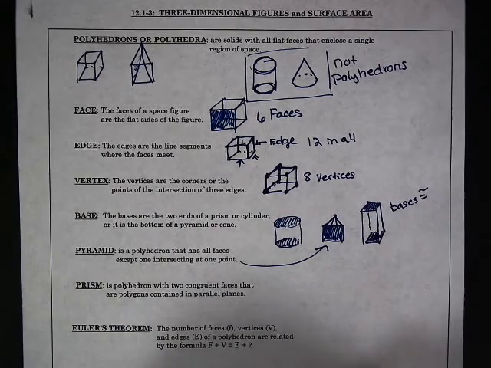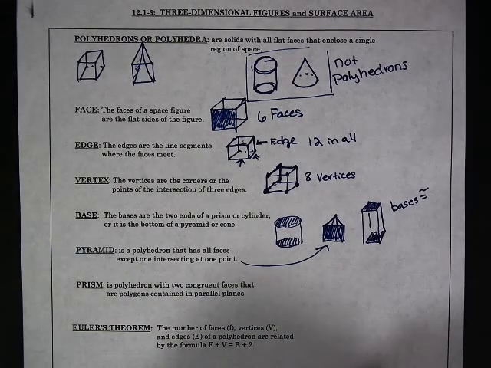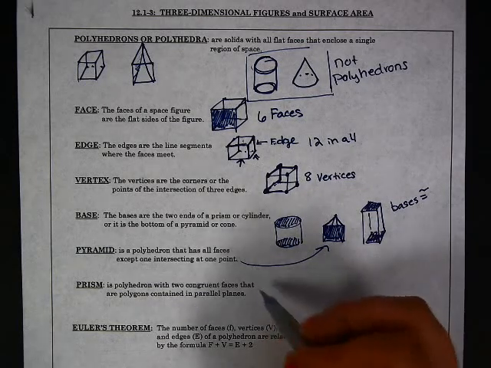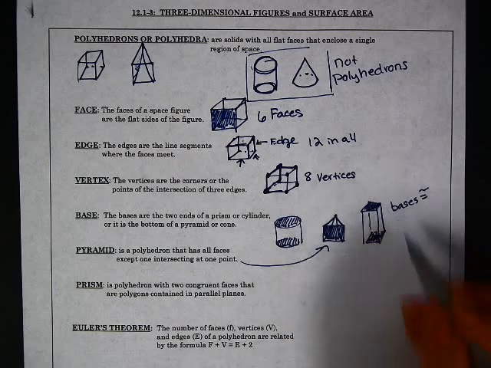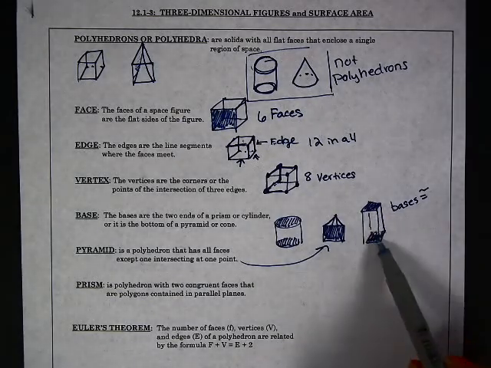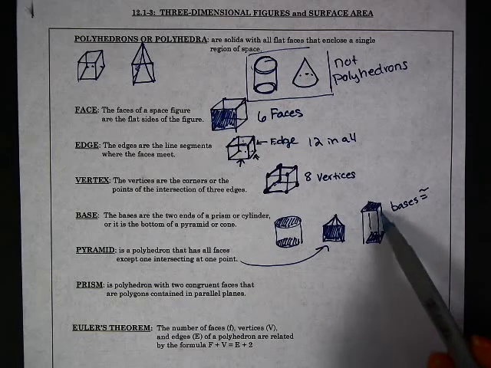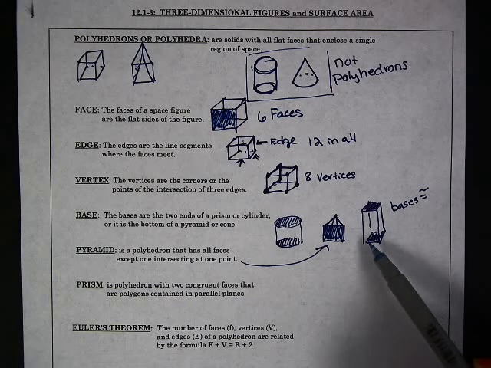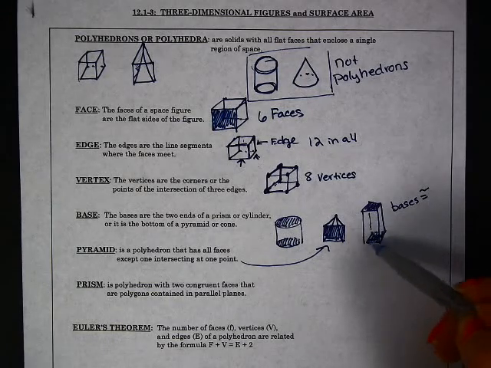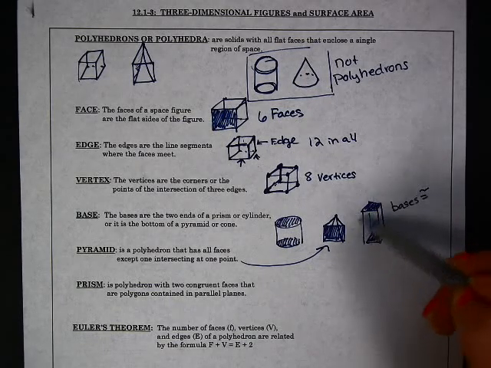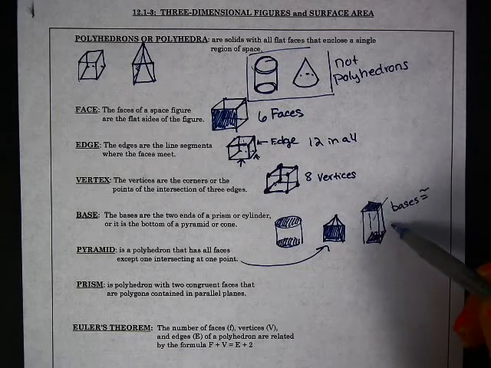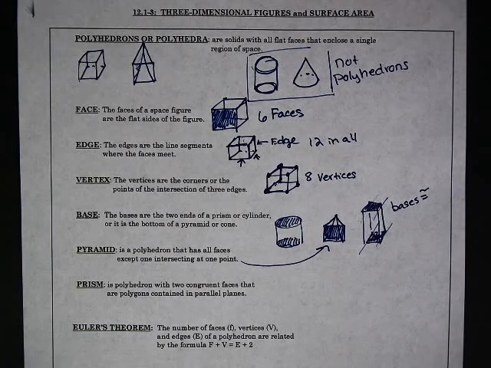Okay, a prism is a polyhedron with two congruent faces that are polygons contained in parallel lines, and that is what I drew here. Okay, it has two bases that are congruent. Two faces that are congruent and contained by parallel lines. So these lines right here contain my base, and they're parallel as well.